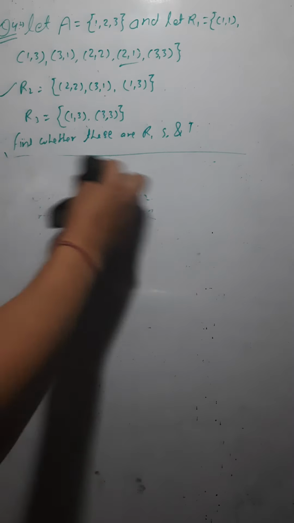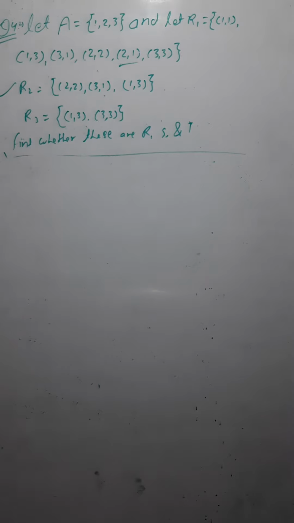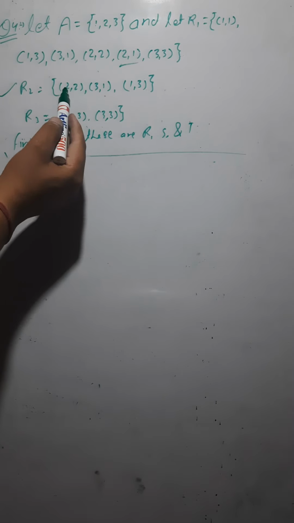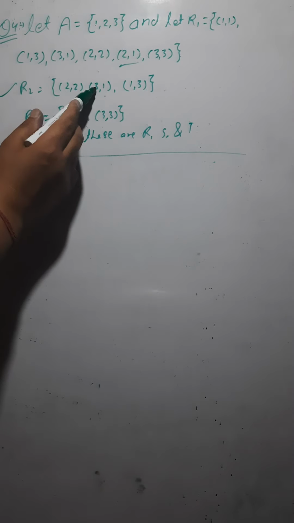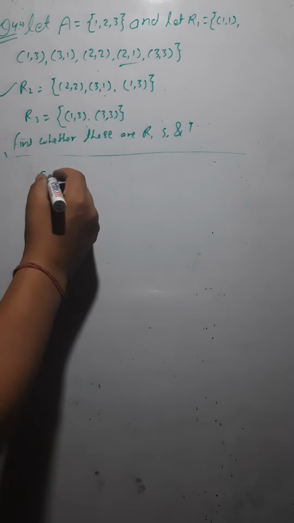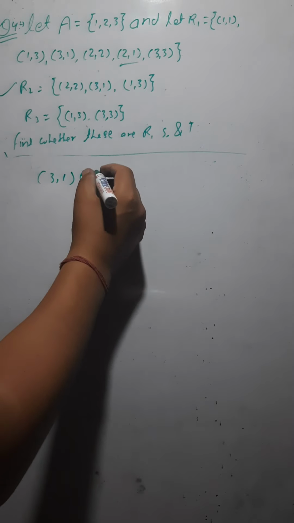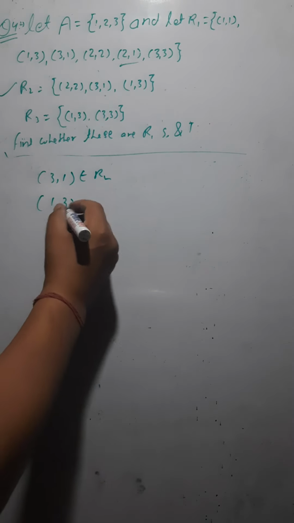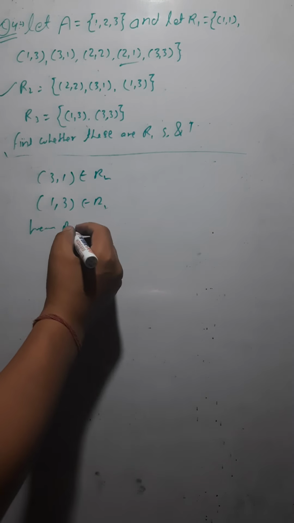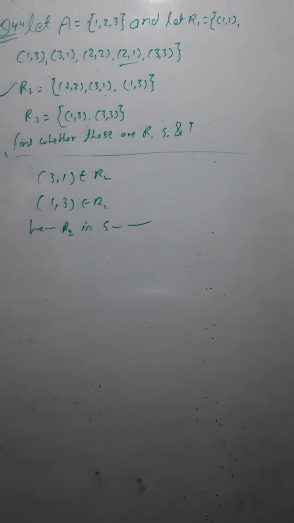Now let's check whether this relation R2 is symmetric or not. If you see, the reverse of 2 2 is 2 2, which is there. The reverse of 3 1 is 1 3, which is there. Yes, so R2 is symmetric. If you take any element, 3 1, that belongs to the relation, its reverse is also there in the relation. So hence R2 is a symmetric relation, isn't it?